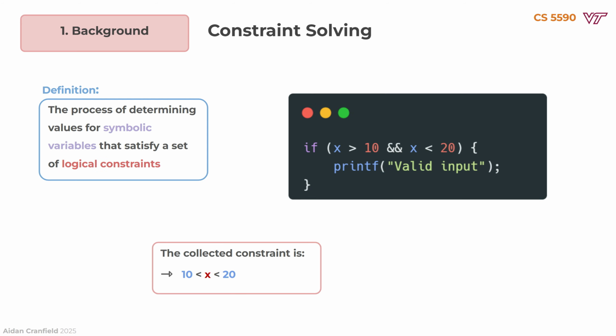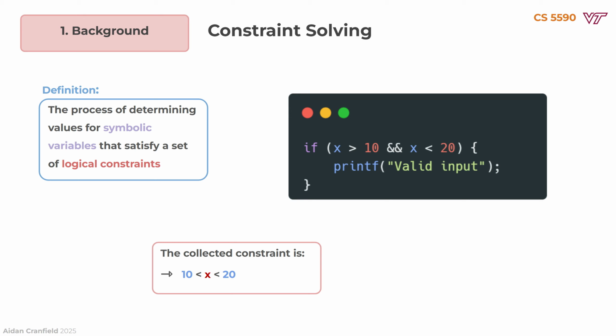A concept that we need to know that will be needed for the rest of this presentation is constraint solving. Constraint solving is the process of determining values for symbolic variables that satisfy a set of logical constraints. It is used in symbolic execution to generate test inputs that follow different execution paths in a program.